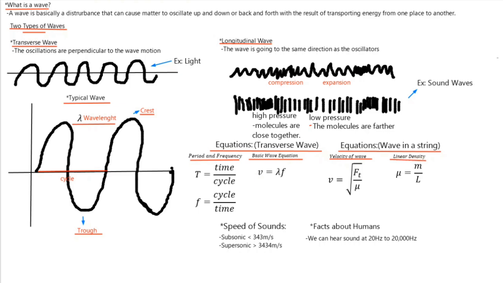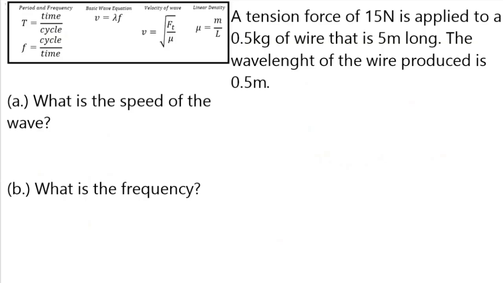So we all know that to illustrate waves in the best way, we need a wave on a string. We also have the speed of sound here and facts about humans. We can hear sound from 20 hertz to 20,000 hertz, and that's it.